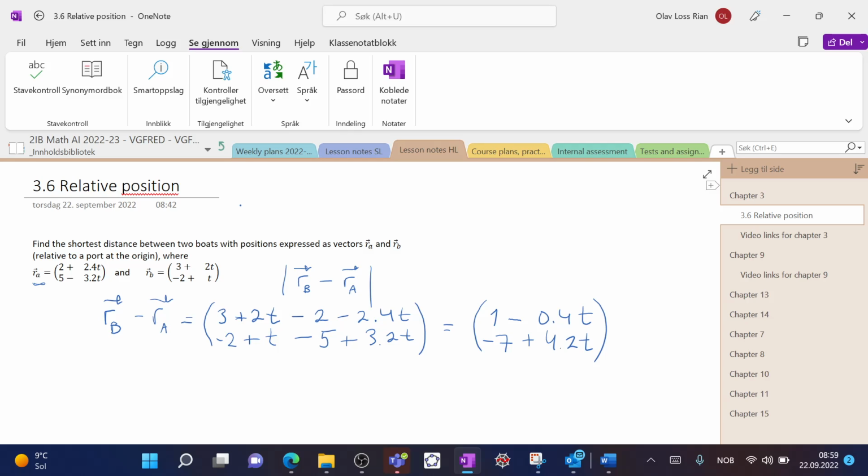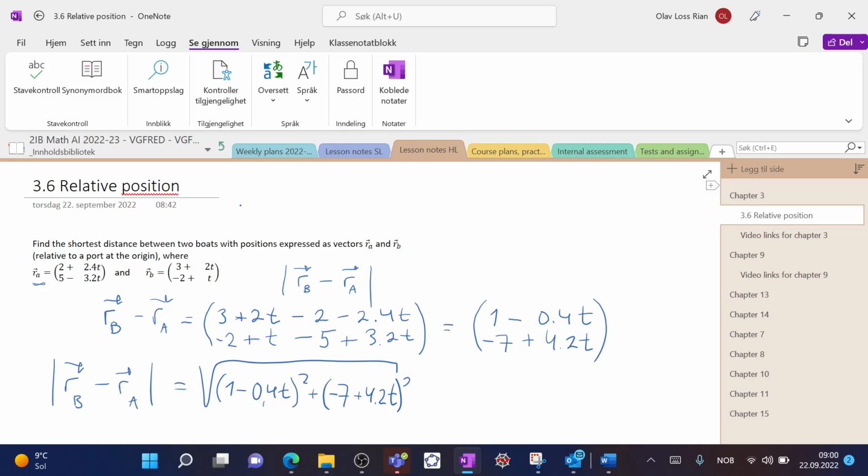Okay, so now we have an expression for the distance between the two, but we want to find the shortest distance. Actually, if we want the magnitude of the distance, we have to take the square root of the sum of the squares of the components. So this is going to be a complicated expression looking like this. And we would want to do this on the calculator. So this is where we use the Casio.